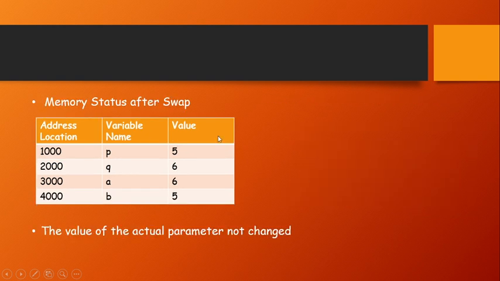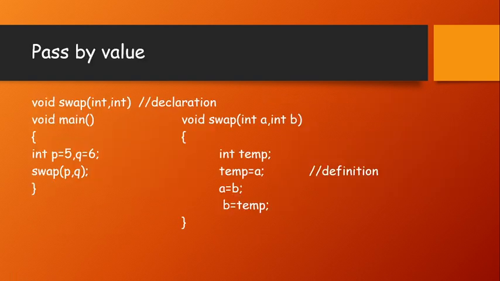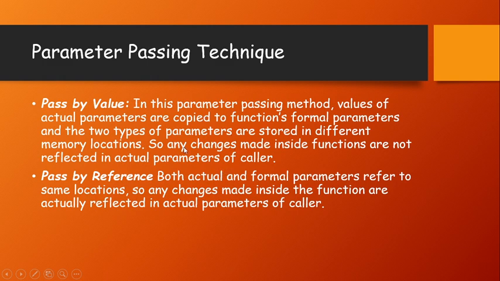We are performing the swap operation. The value of a is changed to 6 and the value of b is changed to 5. What we can see is that the actual parameters p and q are not altered. Only the formal parameters are changed. That is the pass by value method. Any change made inside the function is not reflected in the actual parameters.